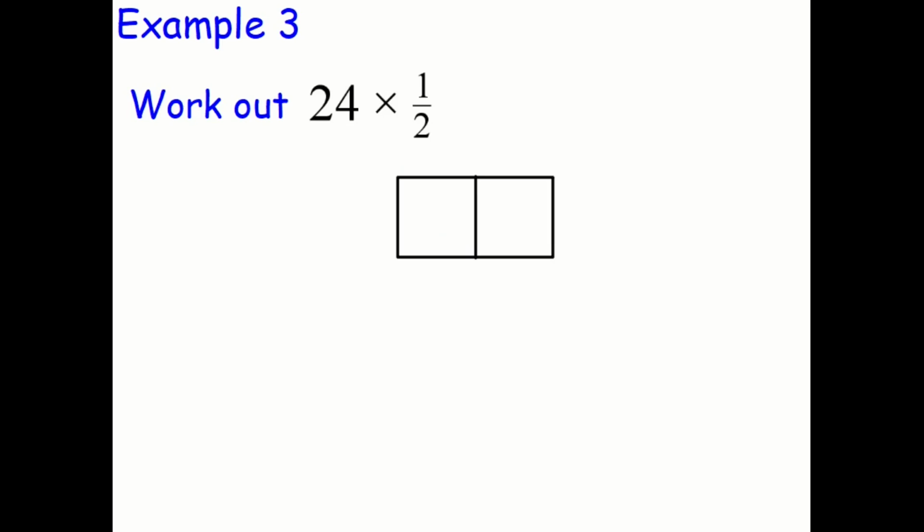Example number 3, it says work out 24 multiplied by 1/2. Okay, again, we need to remember that that literally means 1/2 of 24. So we can do 24 divided by 2, which is 12. We can think about it as a full box here, where this full amount has to be 24. What goes in each of those boxes to make up that 24? Well, it's got to be 12.